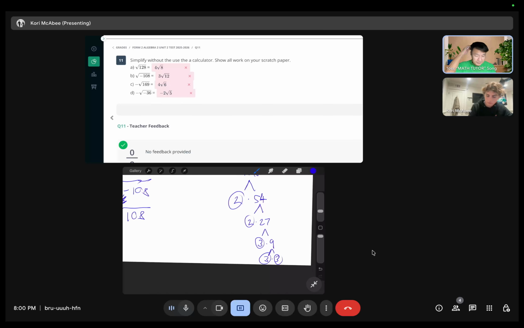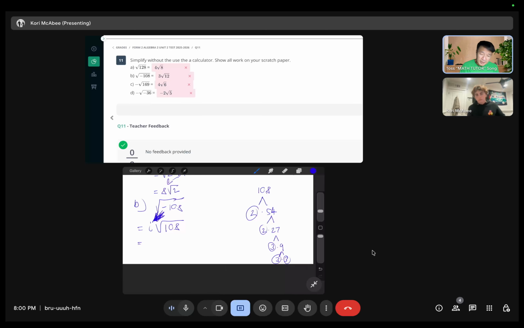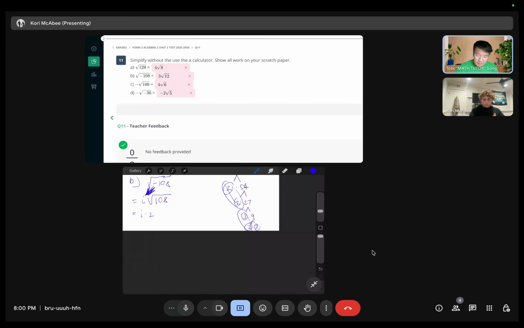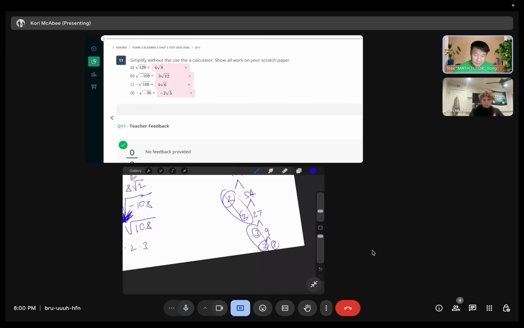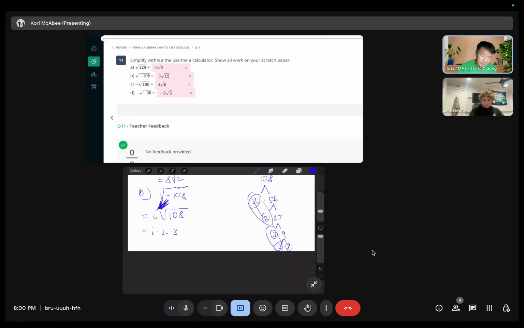Okay, so from here, every pair comes outside once. So I times 2, every pair comes outside once. That's going to be a 3 times it on the outside. And then there's a 3 left inside, so root 3. So the final answer is going to be 6i root 3. I'm going to put the 6 in the front and the i root 3. My i looks weird here.